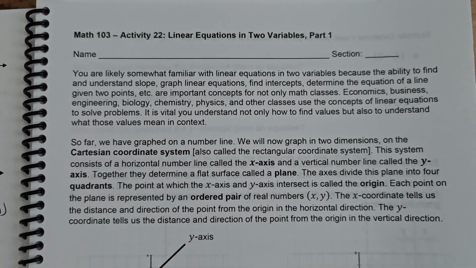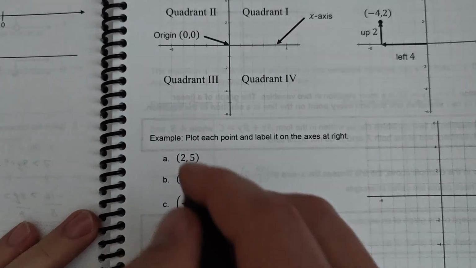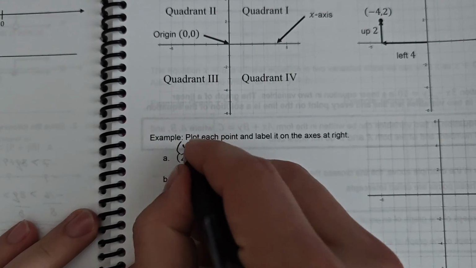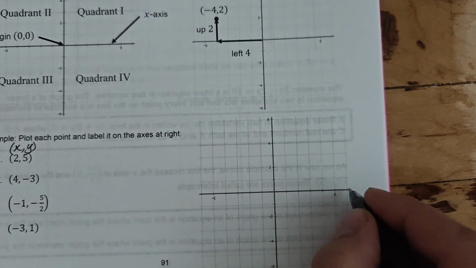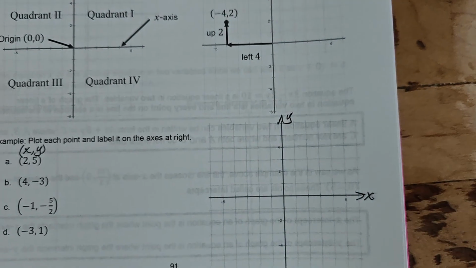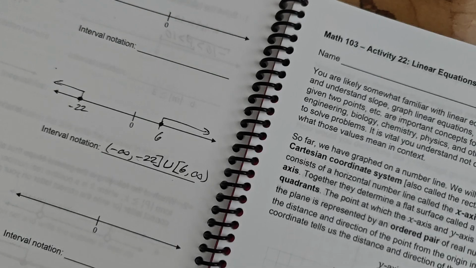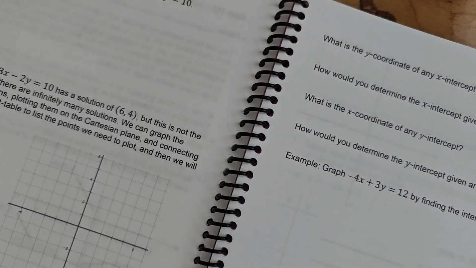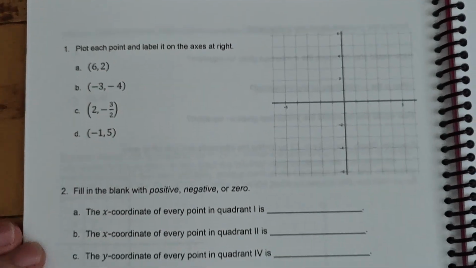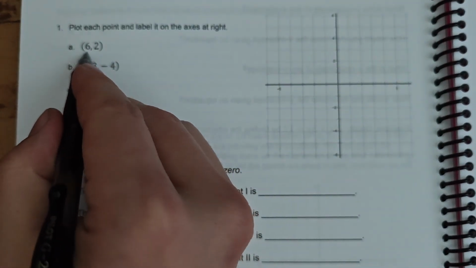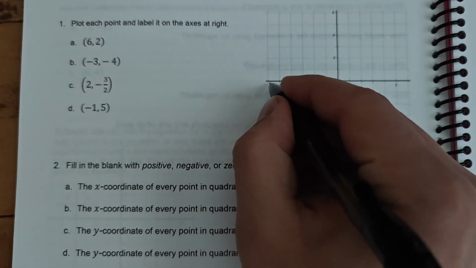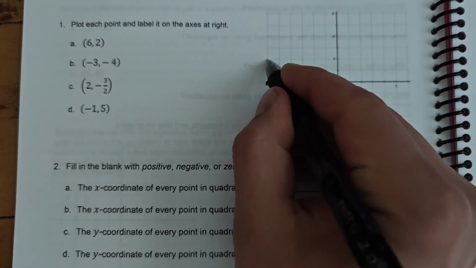Final activity for the quiz is activity 22, linear equations in two variables, essentially graphing. Important thing to keep in mind is that these ordered pairs are ordered as x, y, alphabetically ordered. The x-axis is the horizontal, while the y-axis is vertical. The examples in this are primarily plotting points.